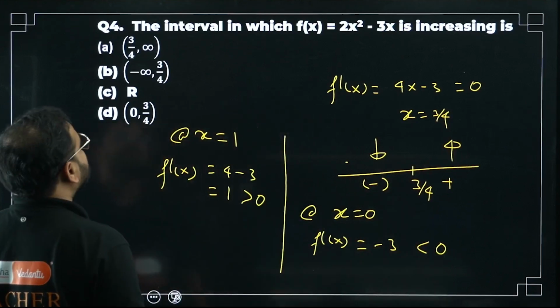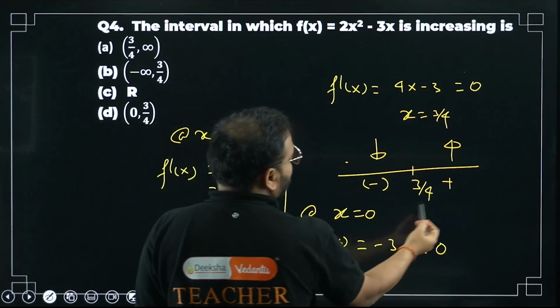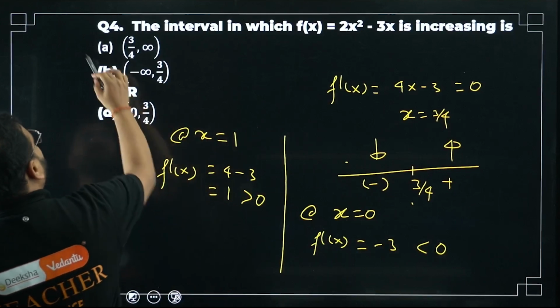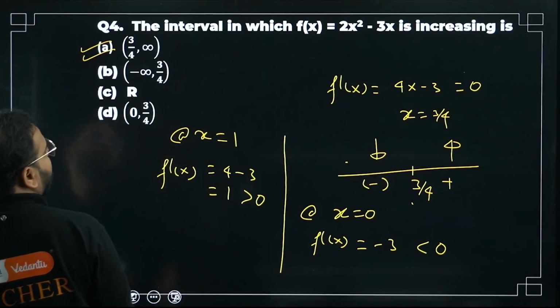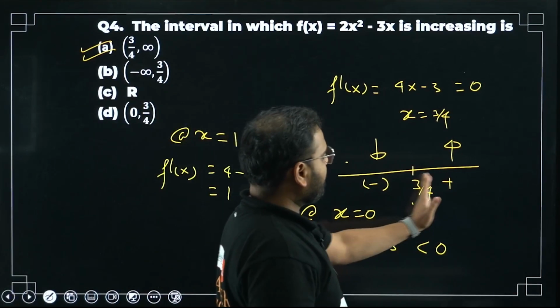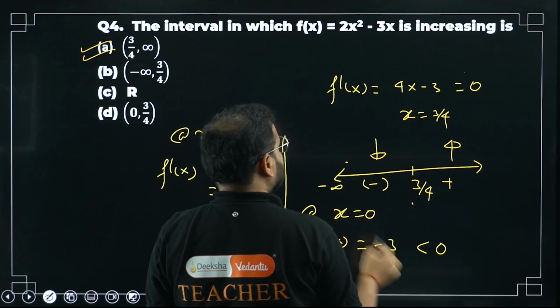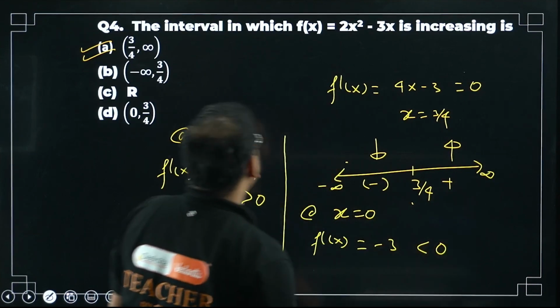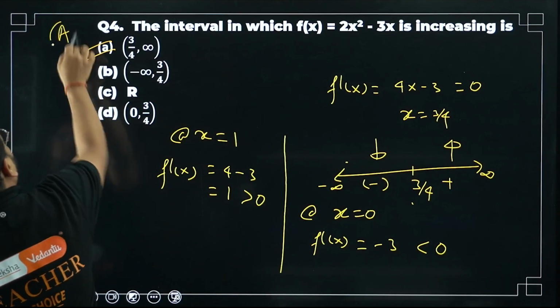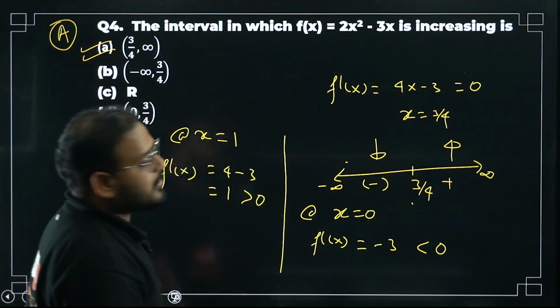Right? What's the answer? Answer is 3 by 4 to infinity. Option A is more suitable. Please check. Correct? This is always like this: negative infinity on this side, positive infinity on this side. Answer is option number A. Please have a look. A very good question.